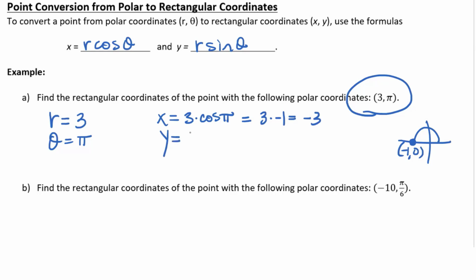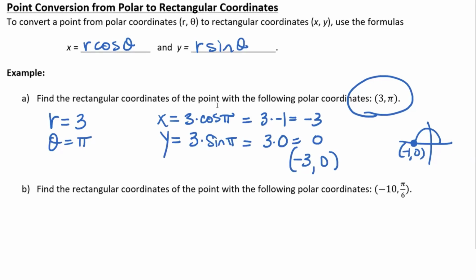And then Y is going to be 3 times the sine of theta. What's the sine of theta? 0, good, 0. So the point (3, pi) should be the point (-3, 0), but that makes sense, right? If you go to pi and go out 3 units to the left, you're going to be at (-3, 0).